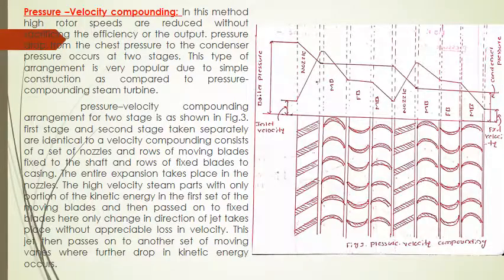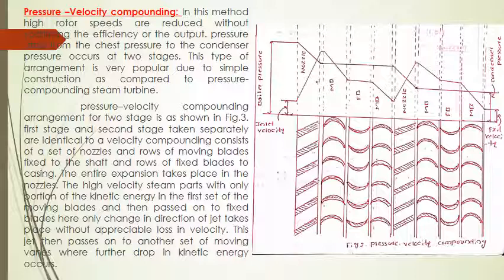Okay, we will discuss pressure velocity compounding. In this method high rotor speeds are reduced without sacrificing the efficiency or the output. Pressure drop from the chest pressure to the condenser pressure occurs in two stages. This type of arrangement is very popular due to simple construction as compared to pressure compounding of steam turbine. Pressure velocity compounding arrangement for two stages is as shown in the figure.